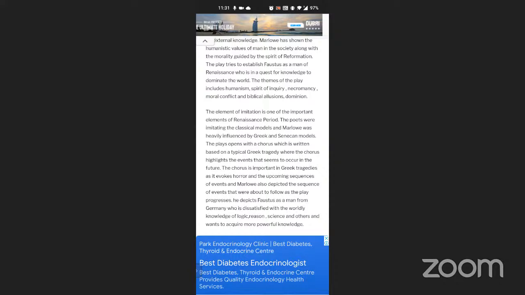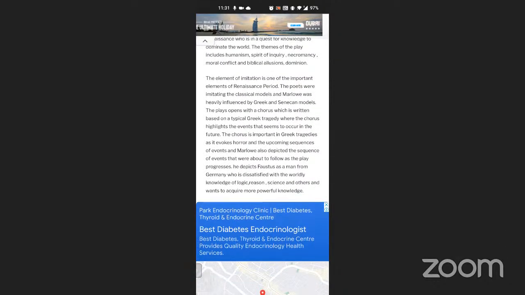and Marlowe also depicted the sequence of events that were about to follow as the play progressed. He depicts Faustus as a man from Germany. Okay, here the play starts. Dr. Faustus is a man from Germany who is dissatisfied with the worldly knowledge of logic, reason, science and others.